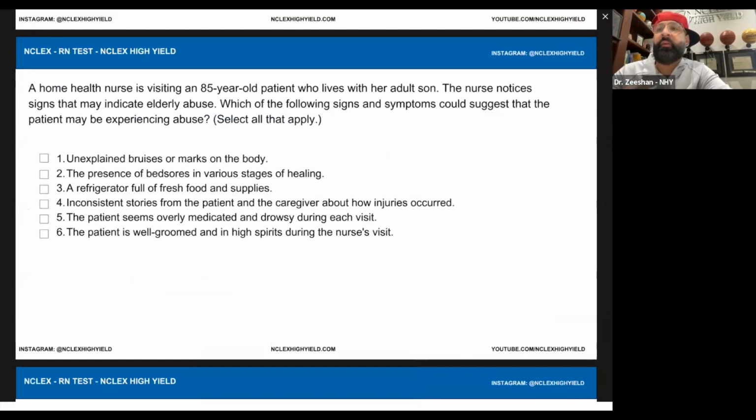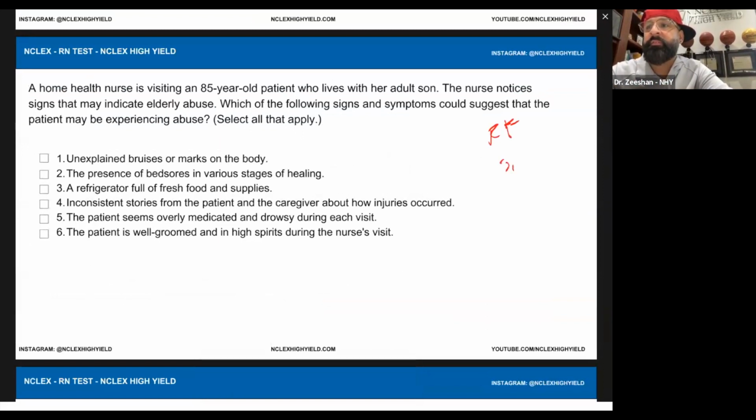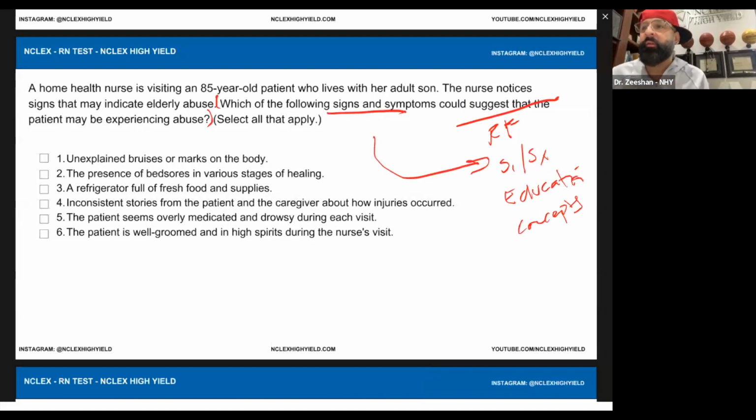We're focusing on select all that apply, and we're looking for risk factors, signs and symptoms, education, and concepts. These are the only 4 ways that I want you to look at for select all that apply. Using the method, start with the last part first. Which of the following signs and symptoms, all right, boom, right there, right? Signs and symptoms already given to you, could suggest that the patient may be experiencing abuse.